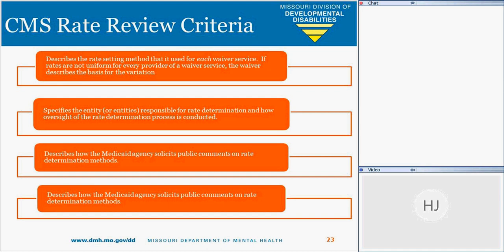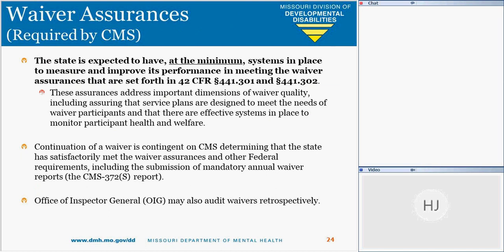They look to see that the Medicaid agency solicits public comments on rate determination methods, and then to see how the Medicaid agency solicits those public comments. So do we take comments throughout the year? Do we go out for our public comment at our waiver renewal? They look for that detail.